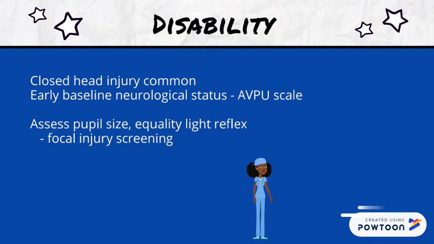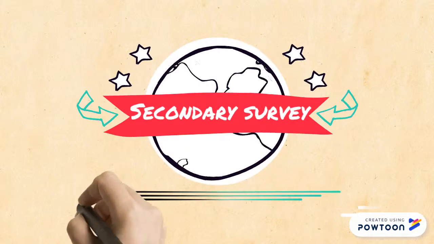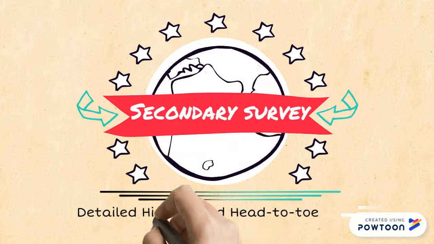Closed head injury is common in children. Obtain an early neurological status using the AVPU scale. Also assess the pupils to screen for focal injury. We now move on to the secondary survey.